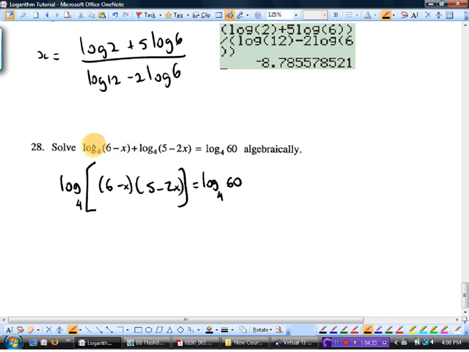But here's what I do have. Johnny, do I have one log equals one log? Then you know what happens to those logs? I'm going to say they cancel. I'm being sloppy. Technically, you're taking the anti-log of both. Okay, fine, they cancel. My new equation, they've heard that line a gazillion times, my new equation is this: (6 minus x)(5 minus 2x) equals 60.